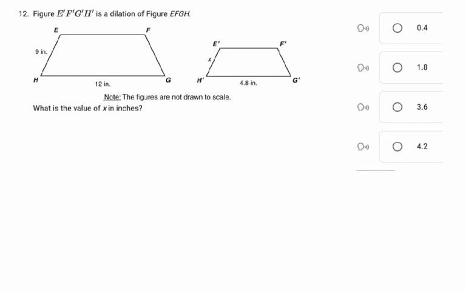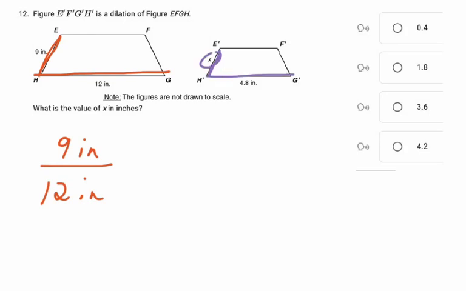So let's write down what we have. The larger figure is basically 9 inches and 12 inches. So it's got a 9-inch height and a 12-inch base. And then on the smaller one, x, we have to solve for x, we don't know, is the height, and the base is 4.8, okay?